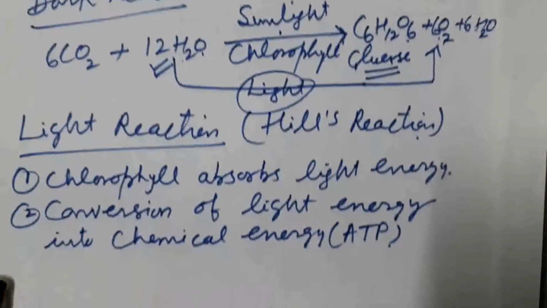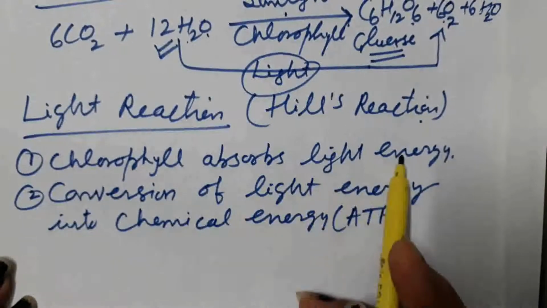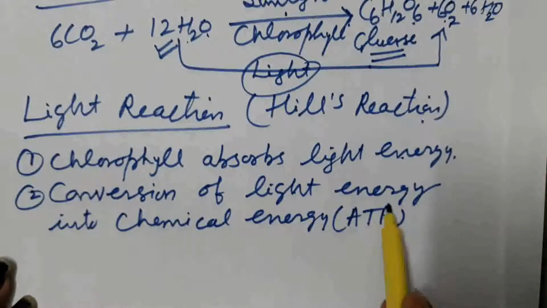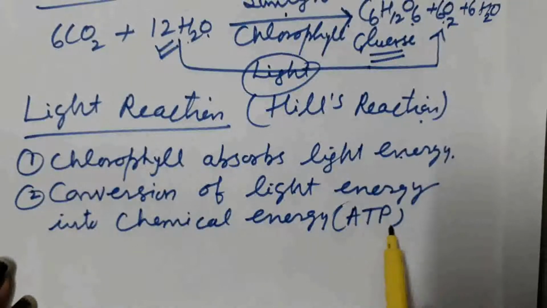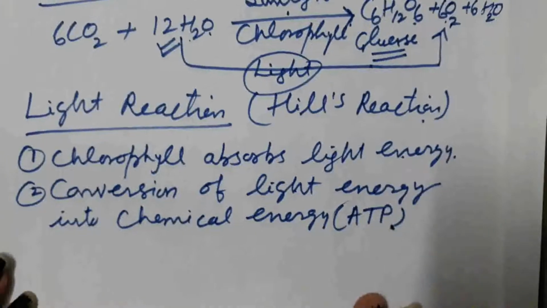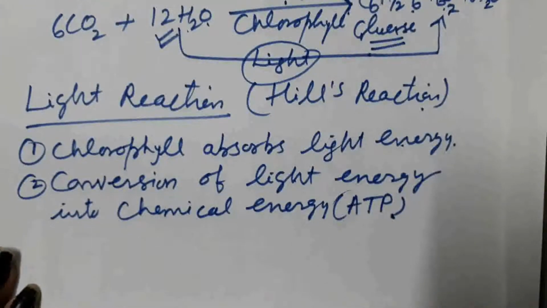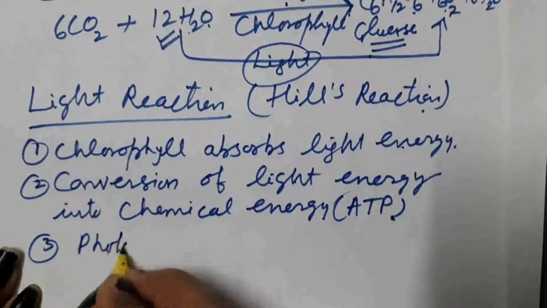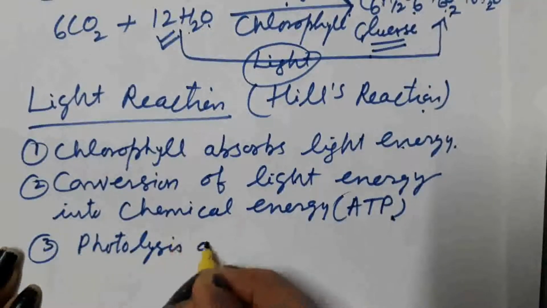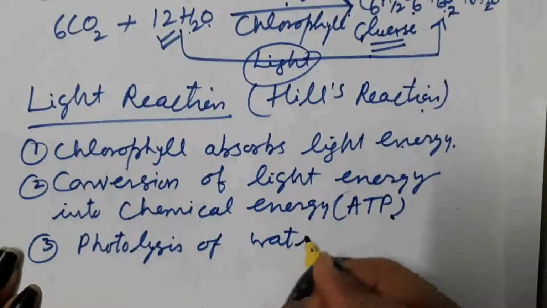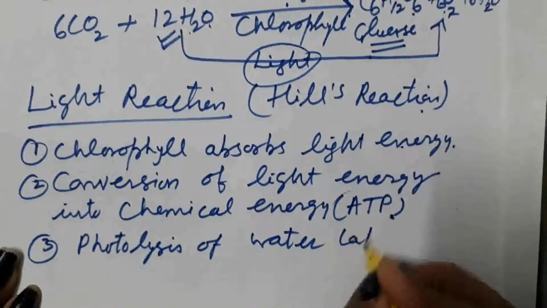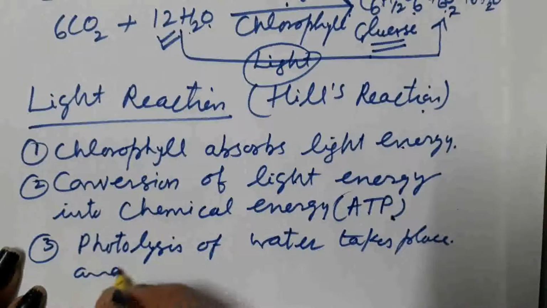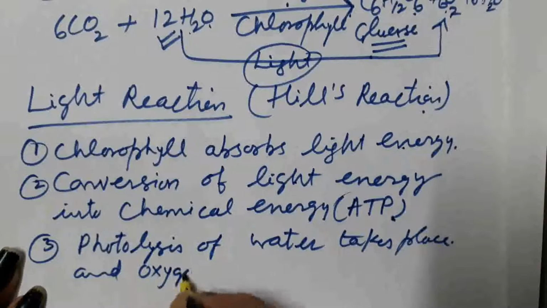So in light reaction, what happens? Chlorophyll absorbs light energy and this solar energy is converted into chemical energy, which is stored in the form of ATP for further use in the dark reaction. Next step of light reaction is photolysis of water. And oxygen is released in this process.